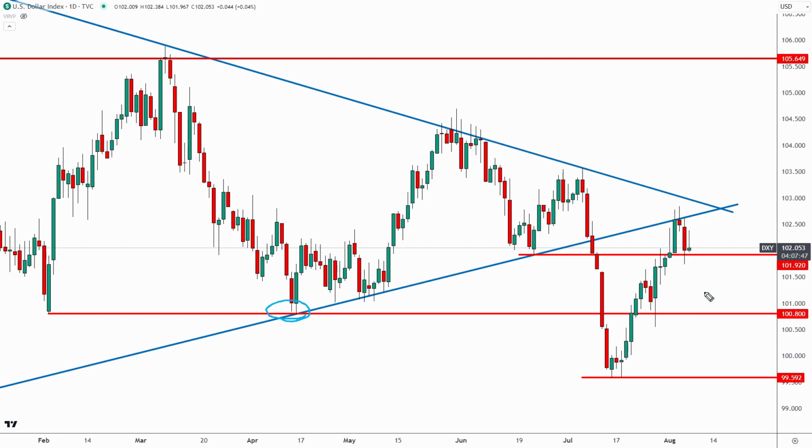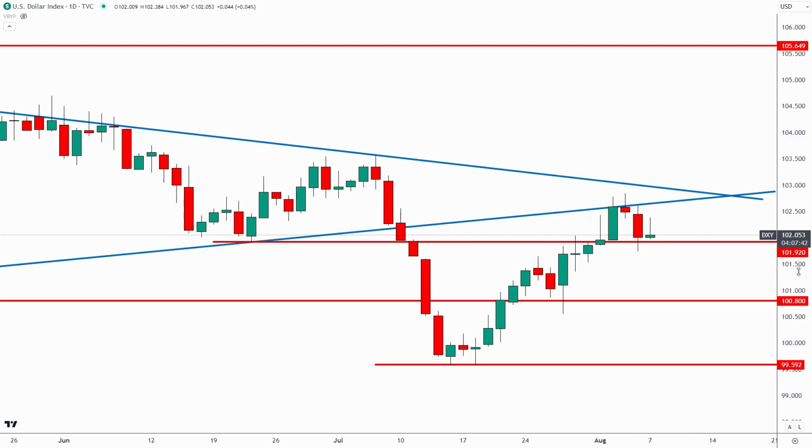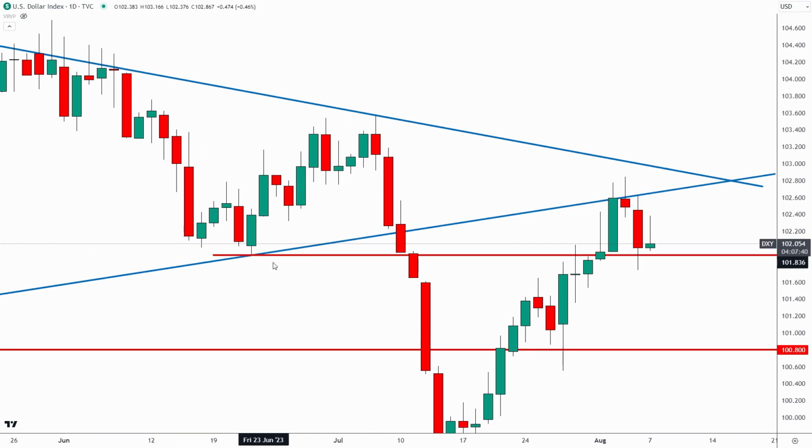And furthermore, you can see that even though we got a sell-off last week, the DXY is still holding above the June low. This right here is the June low at 101.92. You can see where last week it did dip below it, but closed above. Now, we could still see a pullback from the dollar, but like I said, this area down here around 101 is going to be significant support for the DXY.